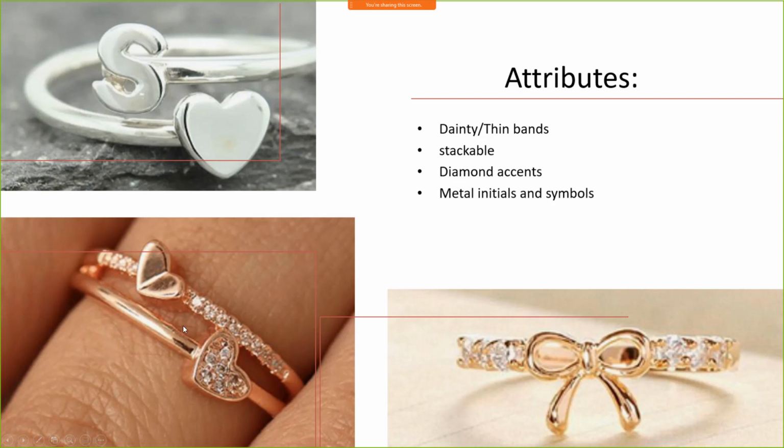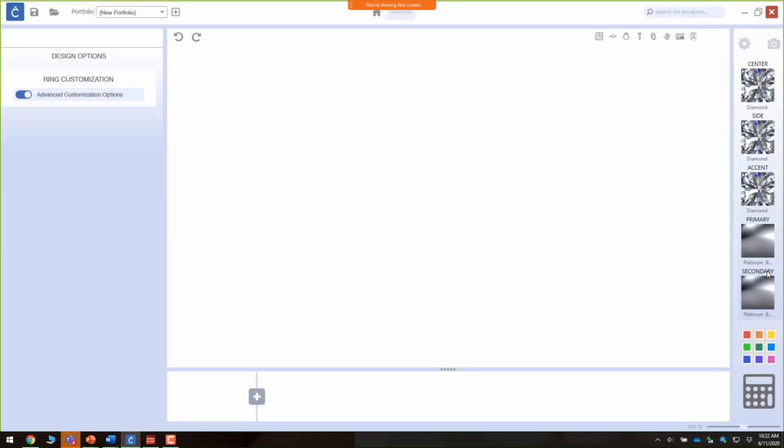Sometimes they're all metal designs, sometimes it's metal with diamond accents, and it's all going to depend on what the customer is looking for. These with hearts and bows are maybe a little bit more common, something you might have in your case that would be easy to source from a vendor. However, sometimes customers are looking for something a little more personal, so that's the approach we're going to take today, to get something a little more unique and personalized through CounterSketch.